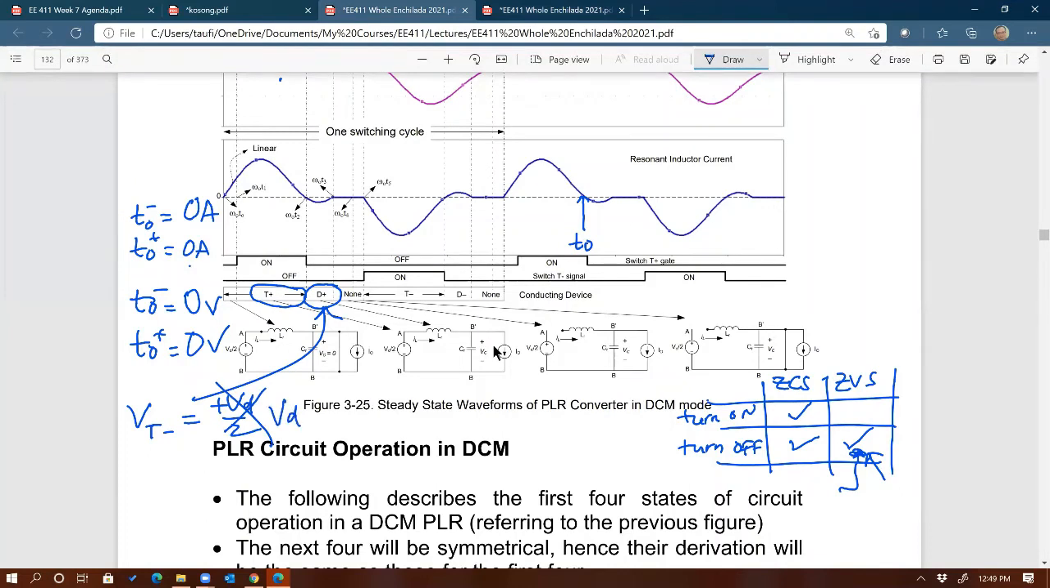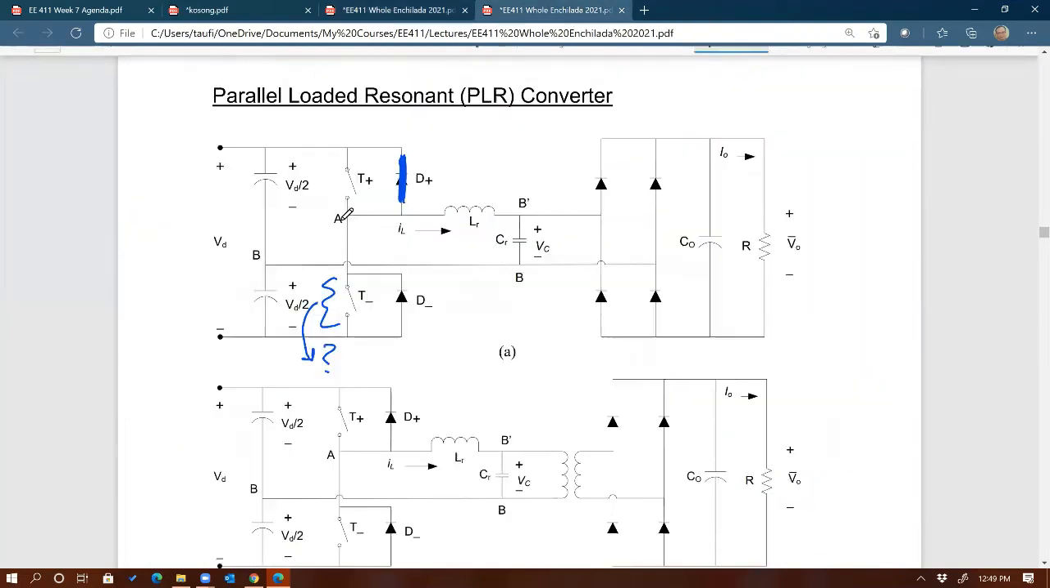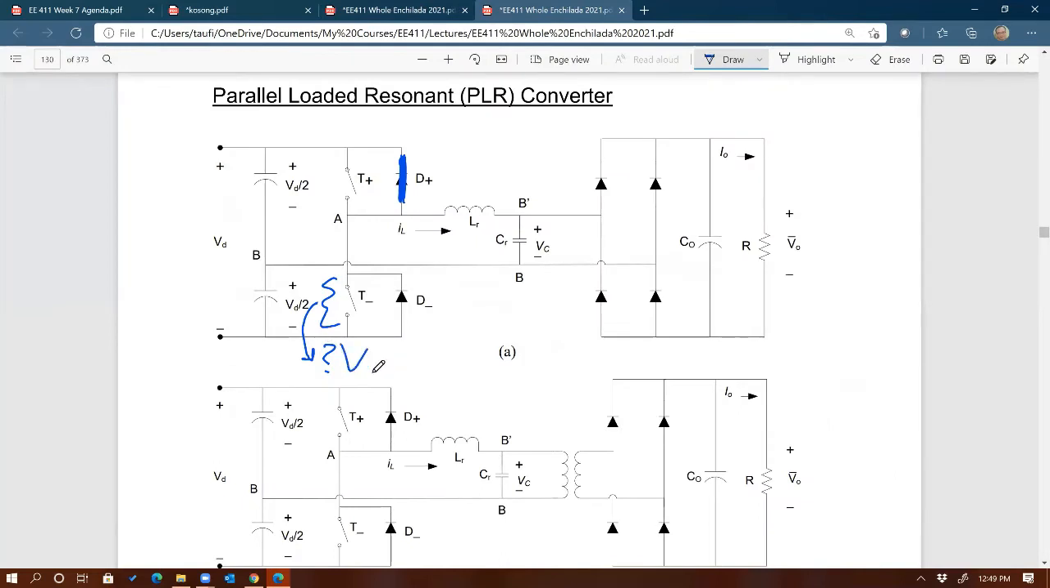Very good. Okay, the rest of the class is clear, right? Why is this VD? Because if that diode D plus is conducting, that means it's 0 volts across. That means 0 volts across here, and then by KVL around this loop, you can see that the voltage across T minus has to be the total voltage, plus VD over 2, plus VD over 2, that's VD. Any question on this?